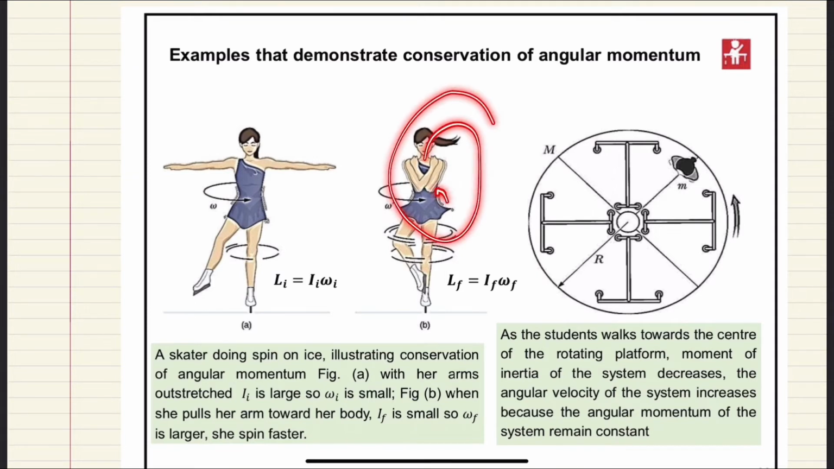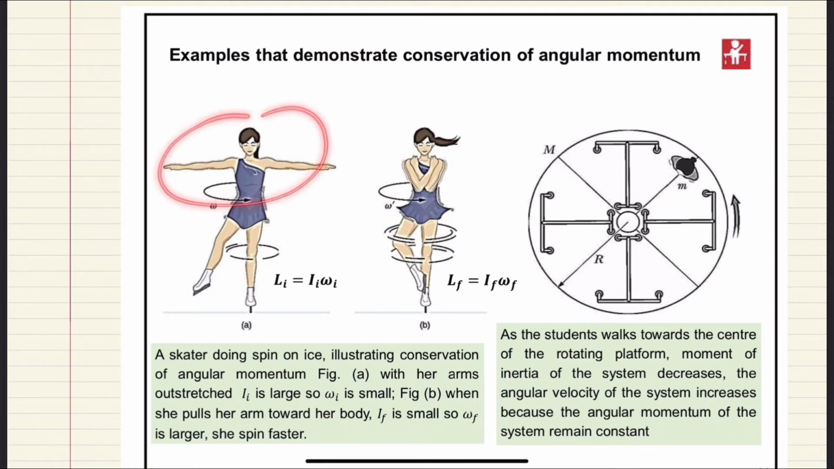And if she closes her hands like this, the radius will become smaller. So the moment of inertia is smaller, so you expect that omega will increase. So basically, if you want to move faster, you have to put your hands inside like this, to minimise the I. If you want to go slower, you open your hands like that.